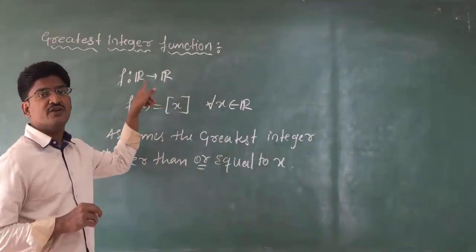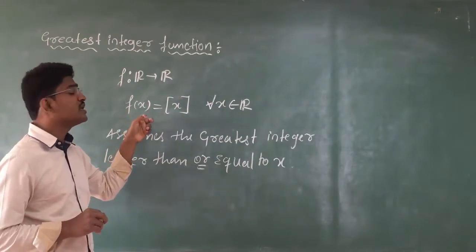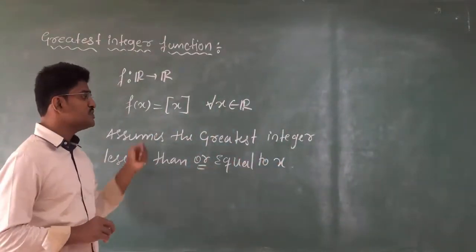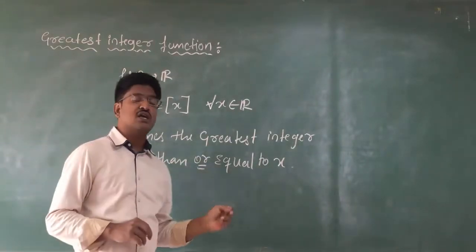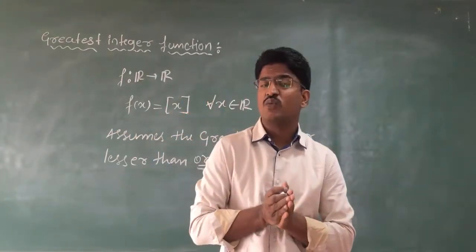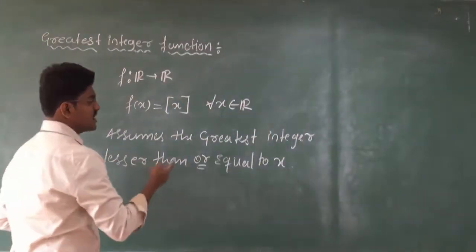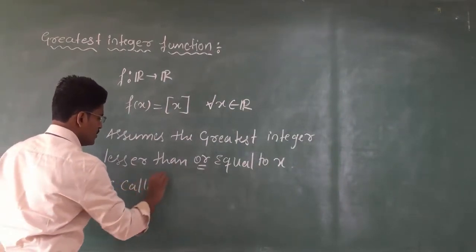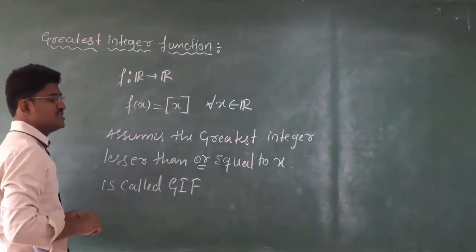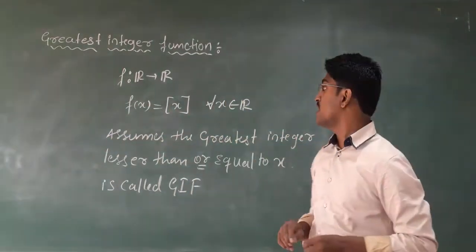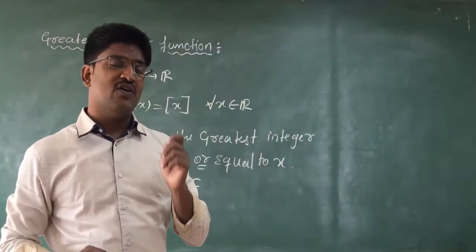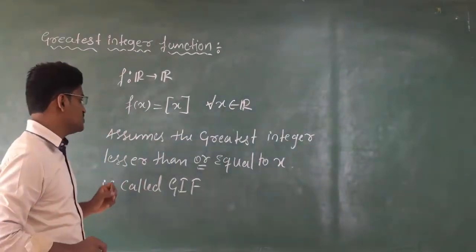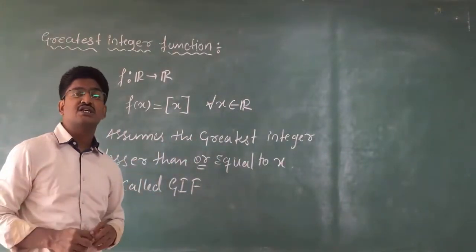See, a function f from R to R defined by f of x equal to square bracket x, for every x belongs to R, assumes the greatest integer lesser than or equal to x. This you have to understand. Clear? This is called the greatest integer function, that is GIF. So f of x equal to square bracket x assumes the greatest integer lesser than or equal to x.